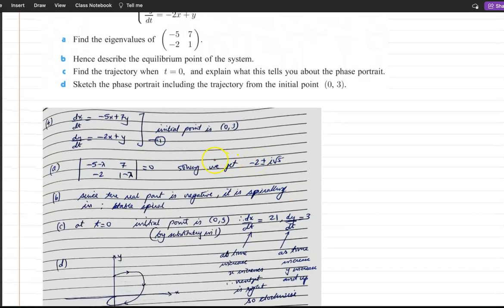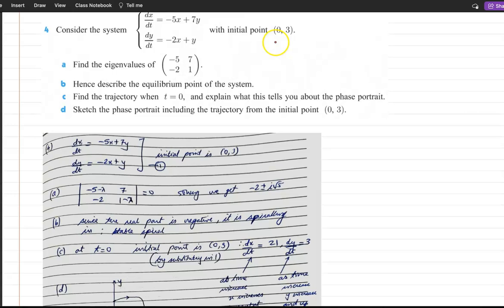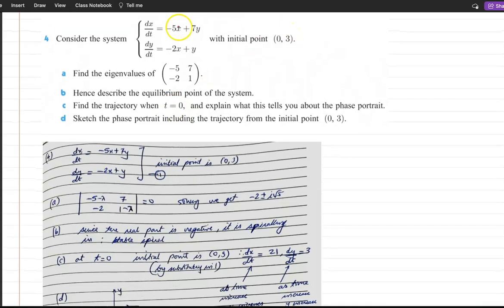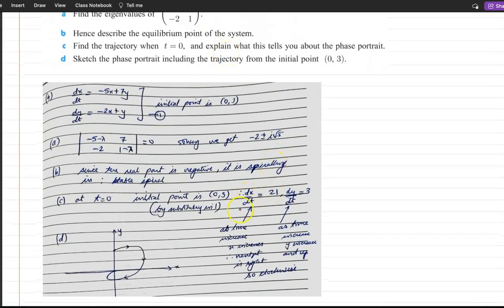For that, you substitute any value. So I'll put in the initial value. Correct? Find a trajectory. So I'll find the trajectory at t equal to 0. The initial point is 0, 3. So I put in 0, 3. If I put in 0 over here and 3 over here, 7 3s are 21. I put 0 and 3 over here, that's 3. That means, what does this mean?